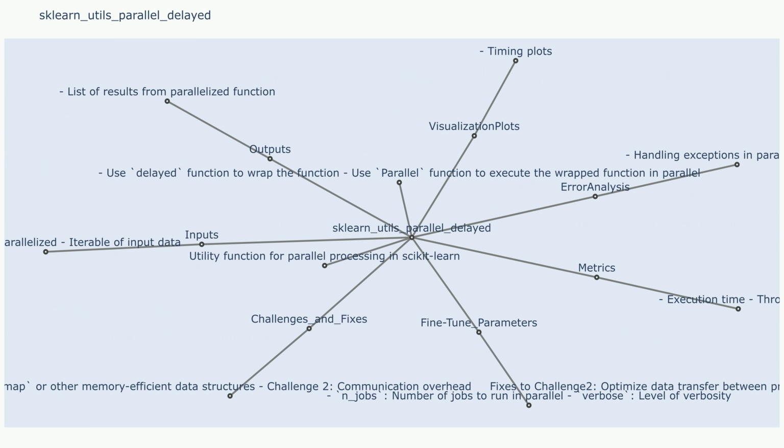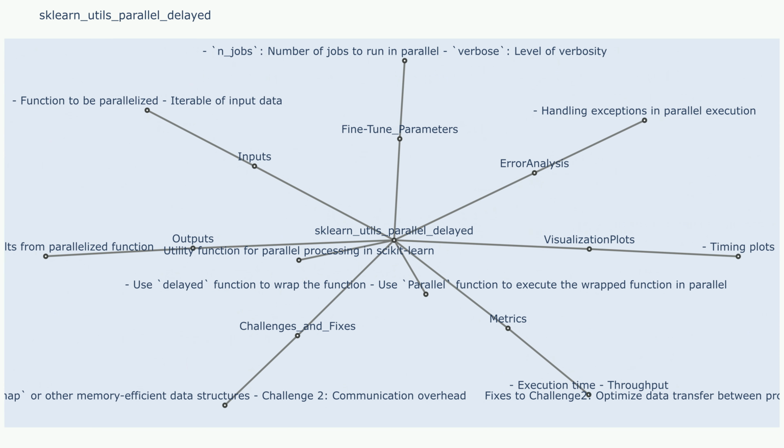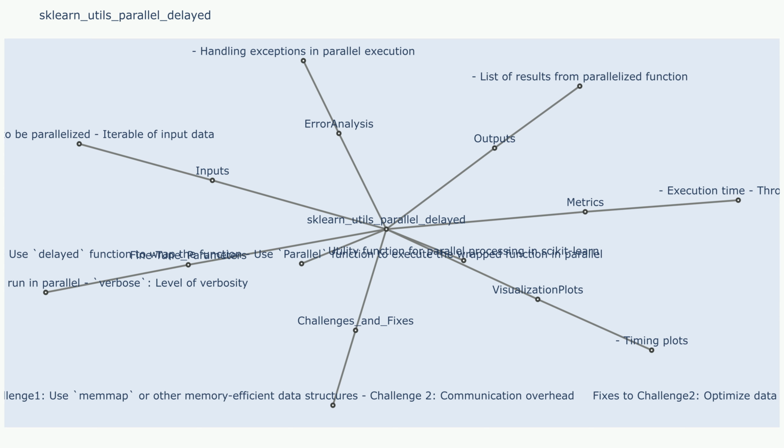Fine-tune parameters: number of jobs determines the number of parallel processes. Backend controls the parallelization mechanism, e.g., threading or multiprocessing. Verbose controls the amount of output during execution. Uncertainty methods: not directly applicable. Delayed is a parallelization tool, not a method for uncertainty quantification.